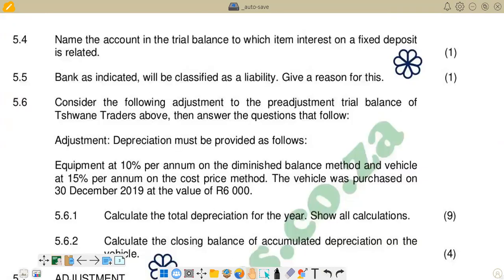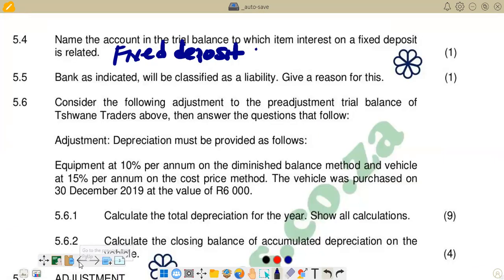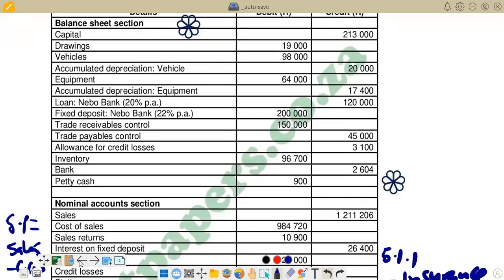So if you come here, we're going to indicate that it's fixed deposit from the bank. Which bank? Let's try to see the name of the bank that is given there. It's neighbor bank. Sorry, it's not neighbor bank. Let's check there. Fixed deposit, yes, it's neighbor bank.